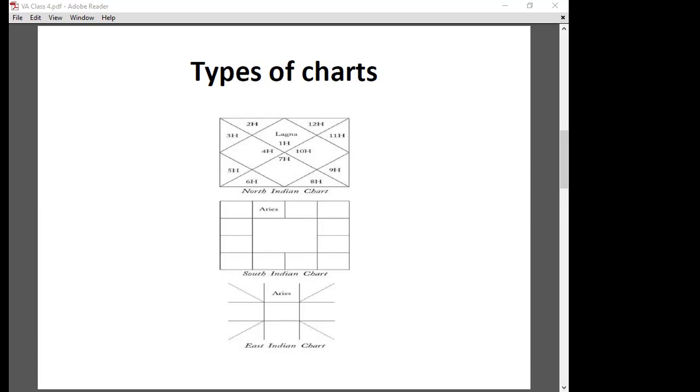The fourth house represents the chest. The fifth house represents the heart and stomach. The sixth house will represent the abdomen. The seventh house will represent the lower abdomen and groin. The eighth house will represent the external genitalia.